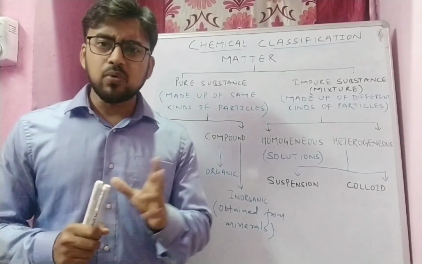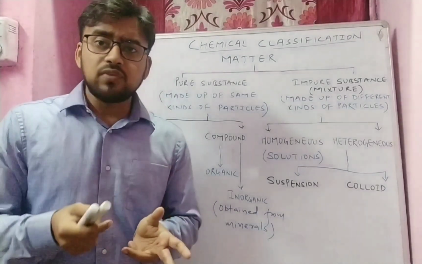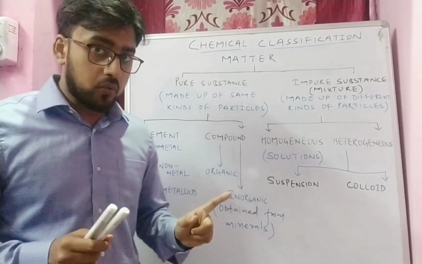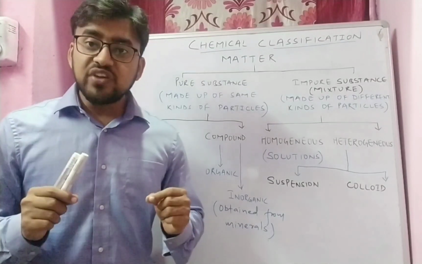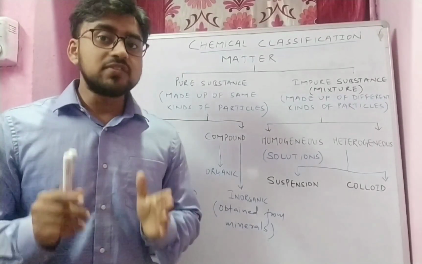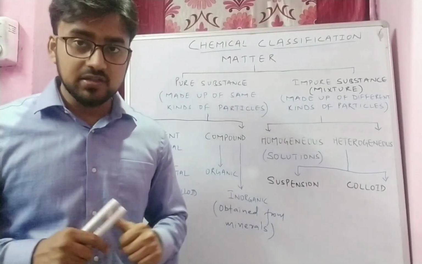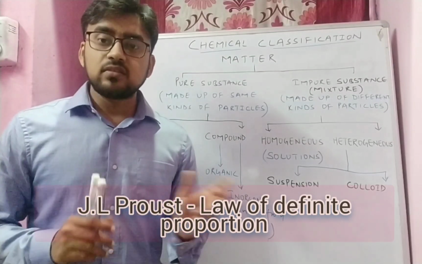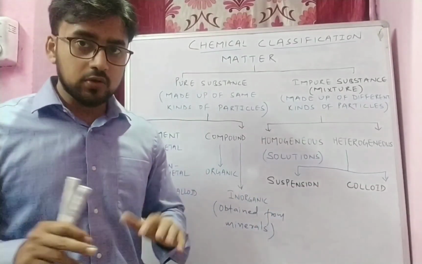One more very important thing about a compound is that it is made up of the same kind of elements combined together in a fixed ratio by mass. And this is a law called the law of constant proportion. It was given by a scientist called J.L. Proust. You will study this law in chapter number 3, Atoms and Molecules, so I am not going to explain it now.